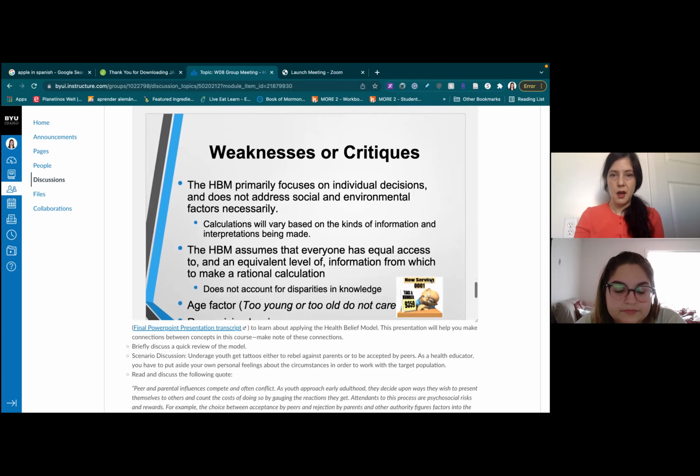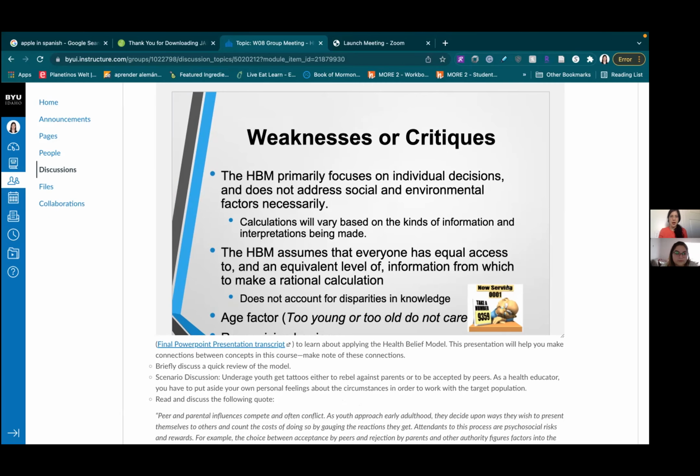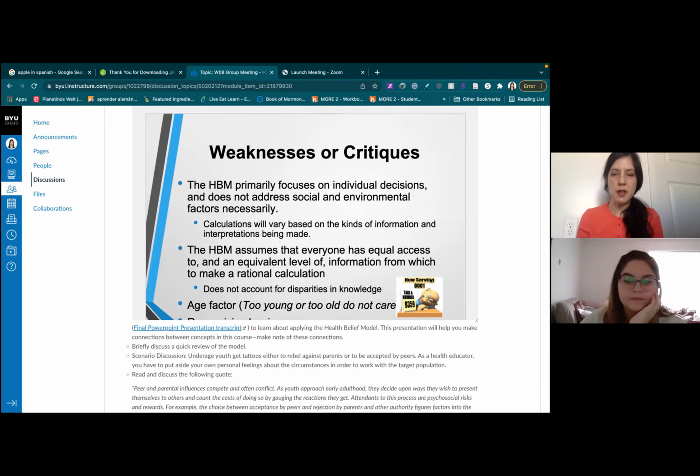Okay. Weaknesses or critiques. The HBM primarily focuses on individual decisions, and does not necessarily address social and environmental factors. Calculations will vary based on the kinds of information and interpretations being made. The HBM assumes that everyone has equal access to, and an equivalent level of, information from which to make a rational calculation. It does not account for disparities in knowledge.